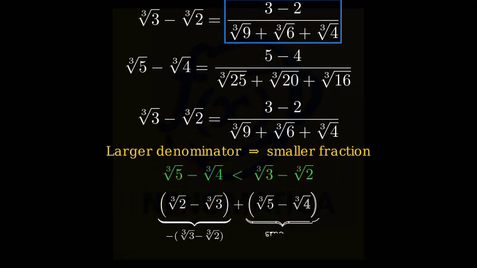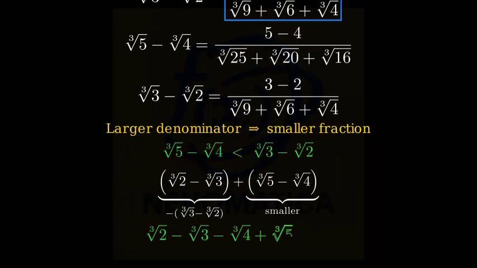Step 5. Rewrite the inside of the absolute value as two differences grouped together. (Cube root of 2 minus cube root of 3) plus (cube root of 5 minus cube root of 4). Using our inequality, this total is less than 0.